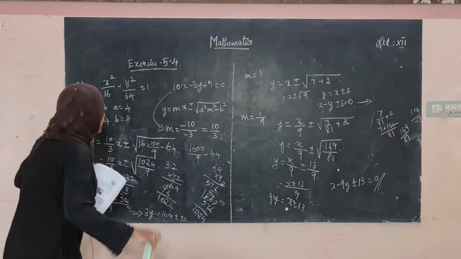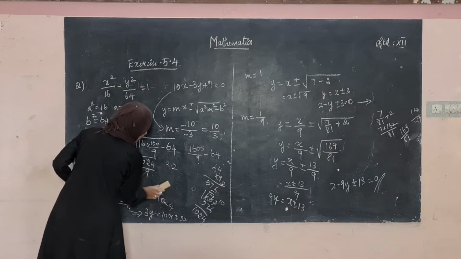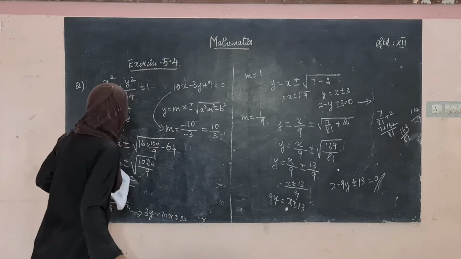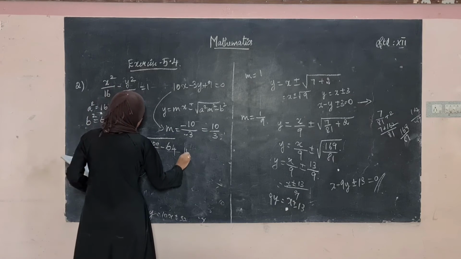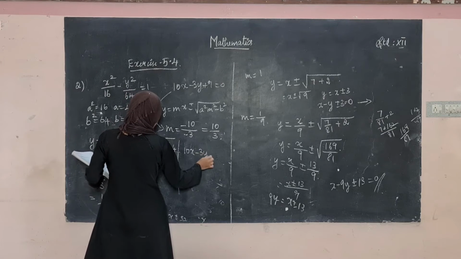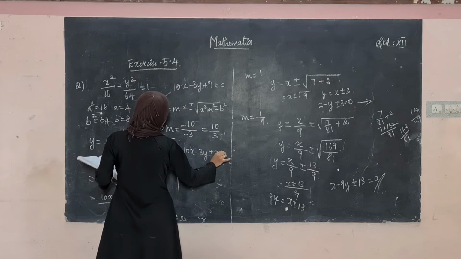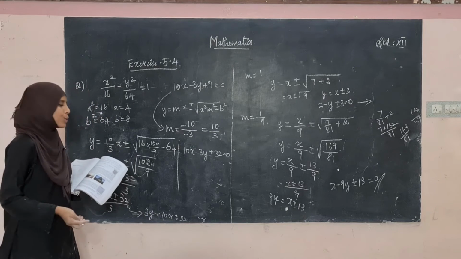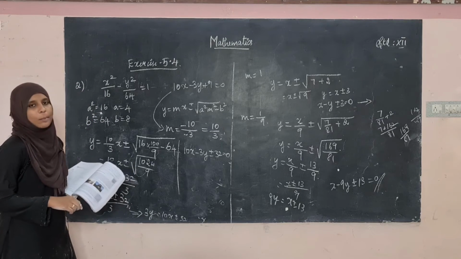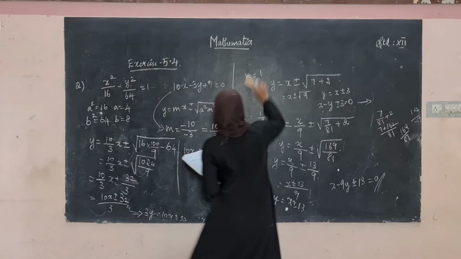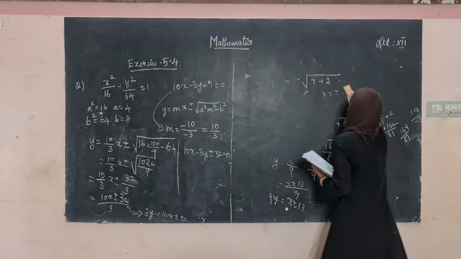So you have to write this in the standard equation form. So bring this 3y this side. So 10x minus 3y plus or minus 32 equal to 0. These are the equation of tangents. 10x minus 3y plus 32 is equal to 0 and 10x minus 3y minus 32 equal to 0. So these are the equation of the tangent to the given hyperbola.